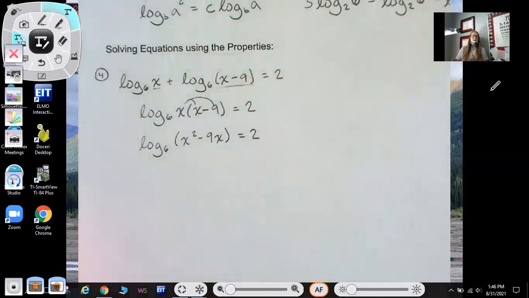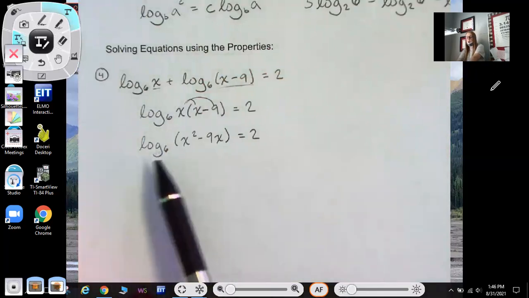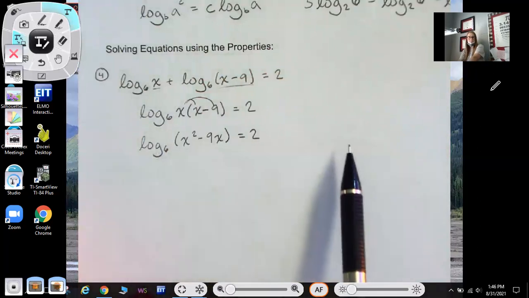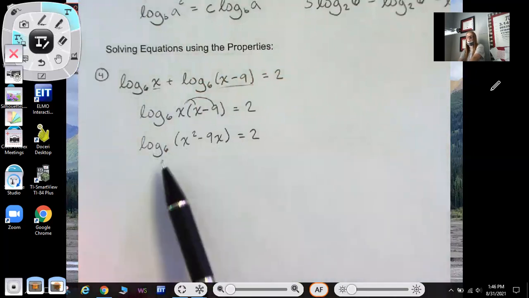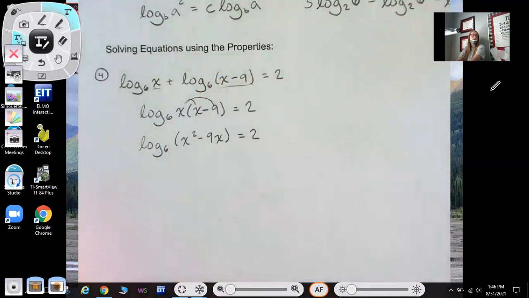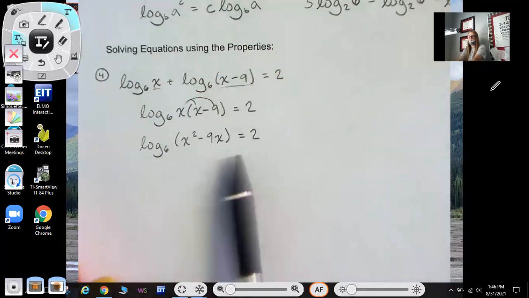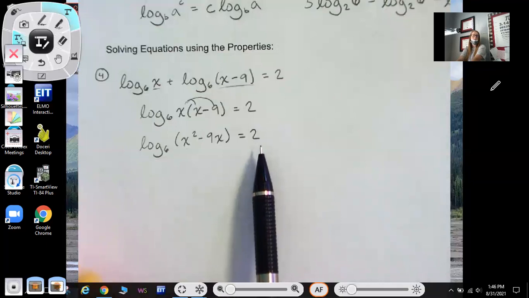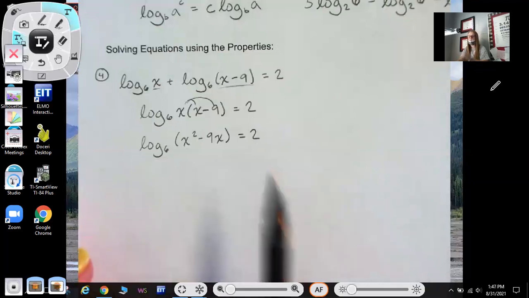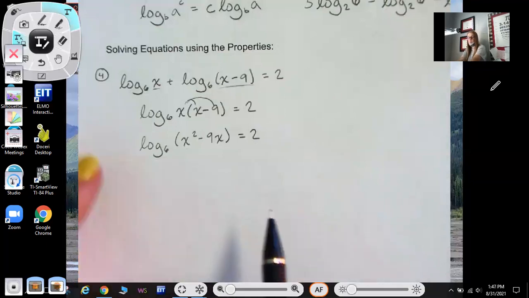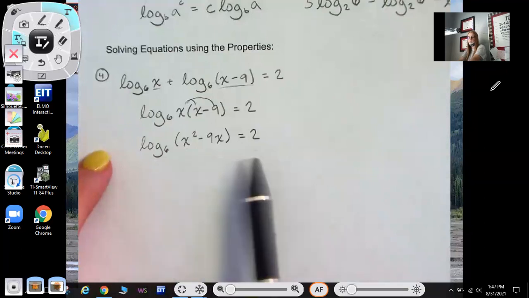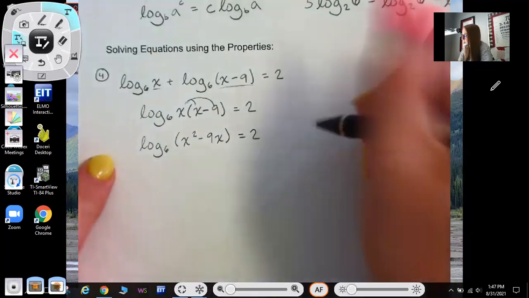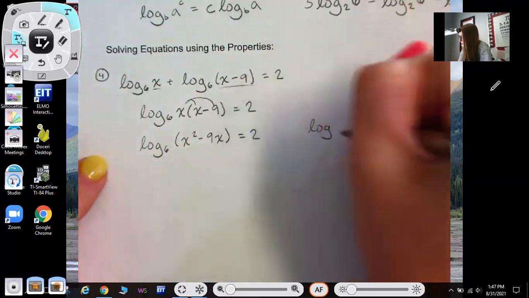So now we've gotten to a place where we have something that doesn't look like anything that we did yesterday. Yesterday we had a logarithm equals a logarithm, and as long as the bases were the same, we were basically able to leave the logarithms off. Now we have a logarithm equals a number. So we're not going to be solving it the same way. If you get to this point where you have a logarithm equals a number, it's similar to when we did things that look like this.